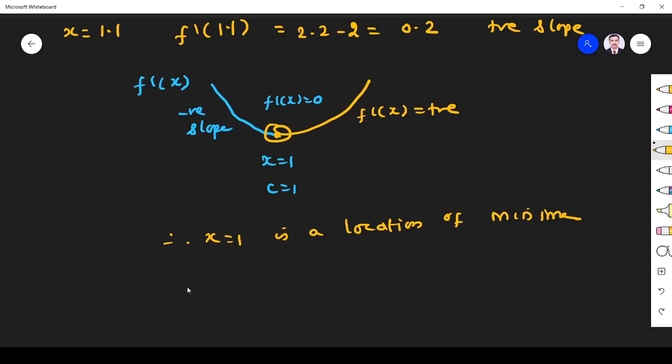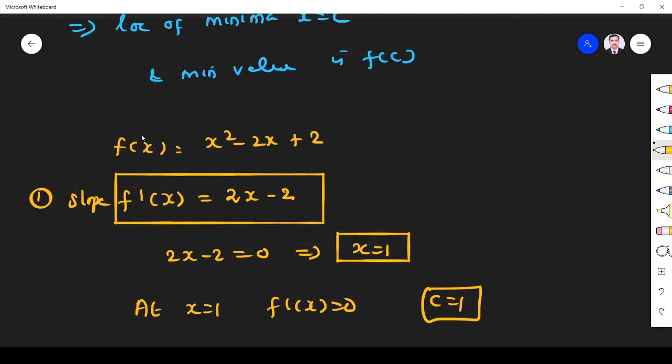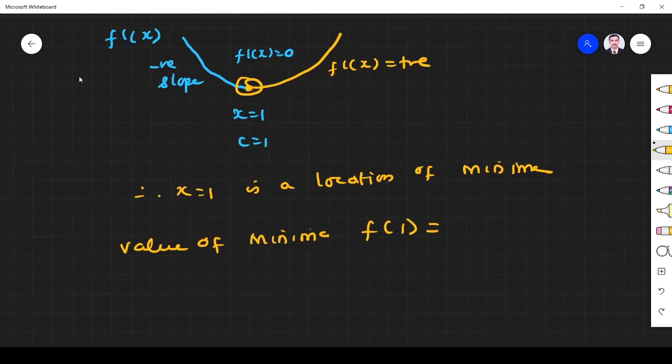What is the minimum value of minima? The value of minima is given by f of 1, right? What is the value of the function at the minimum location? So that is f of 1. f of x is given by x squared minus 2x plus 2. So what is f of 1? 1 is the minimum location. The minimum value is 1 minus 2 plus 2, which is equal to 1. And the value of minima is 1.